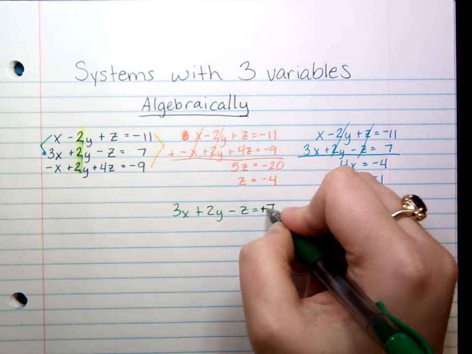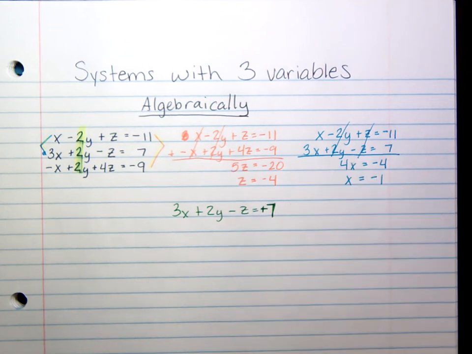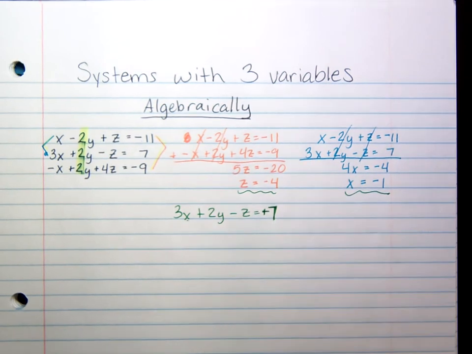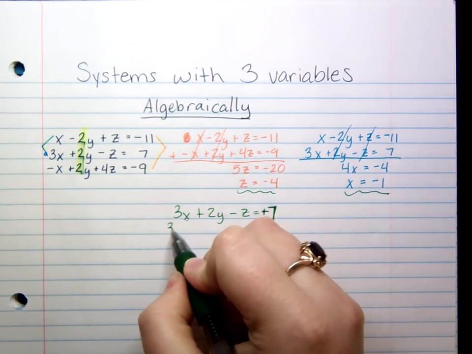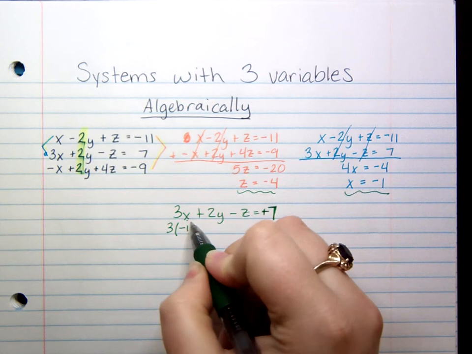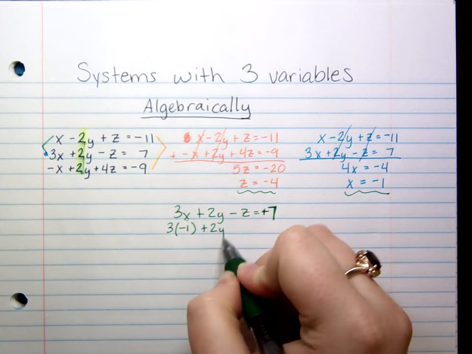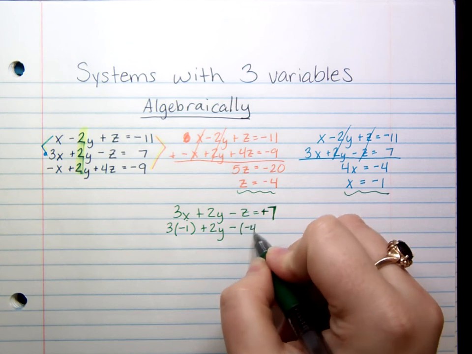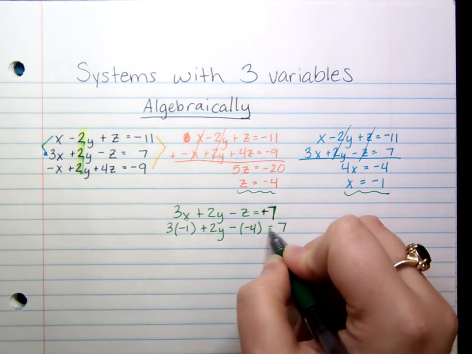Positive 7. Where did I get negative from? Positive 7. Now I rewrote it over here so you would see which one I'm choosing, but I'm going to take these values and plug them in for x and z. So that's 3 times negative 1 plus 2y, which we don't know yet, minus negative 4 equals 7.